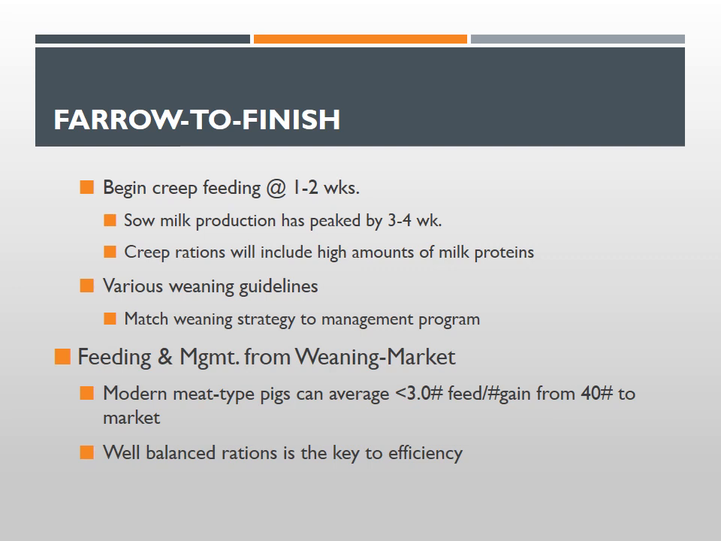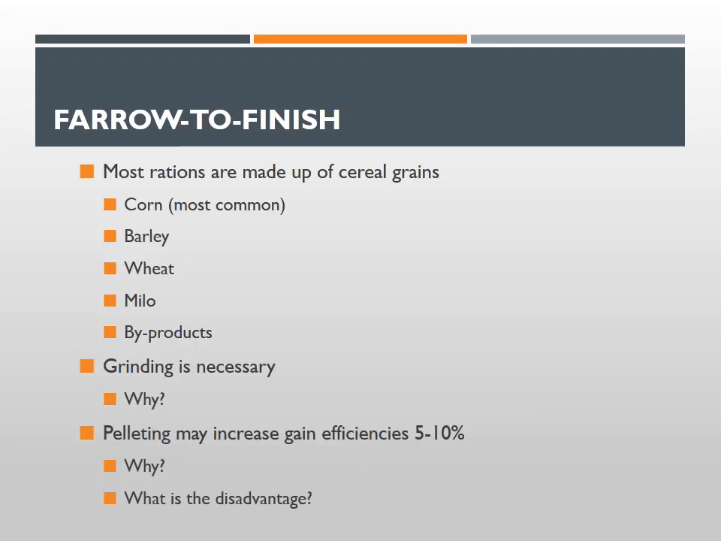Generally, modern meat type pigs are going to average about 3 pounds of feed per pound of gain from 40 pounds to market, and really well balanced rations are that kind of efficiency. Almost all these diets from finishing diets are going to be based in corn. That's the cheapest one. You'll also find fairly commonly barley. There's a lot of wheat fed in pig rations. The occasional bit of milo, and some byproducts. Distillers' grains have been added. A number of other things.